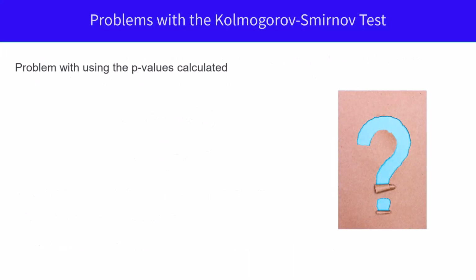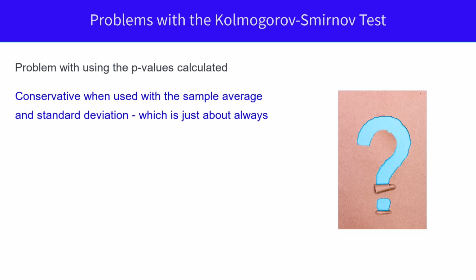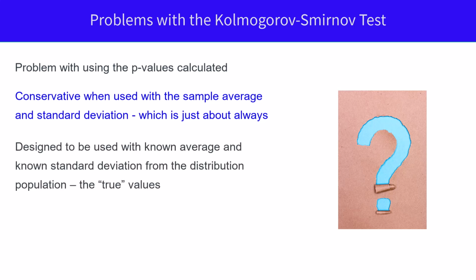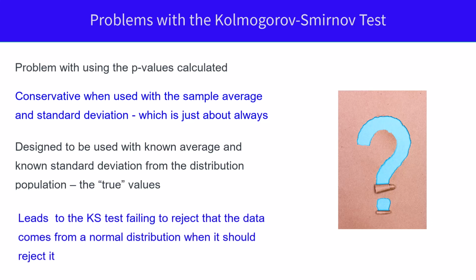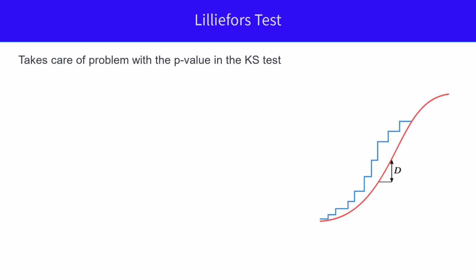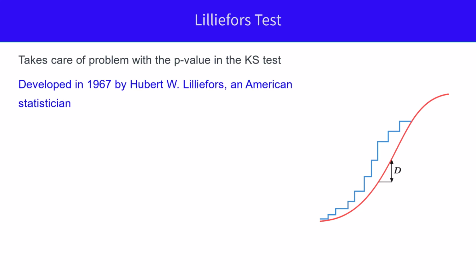But this is different than what we got for the Anderson-Darling statistic. Why is that? Well, with the KS test, there are problems with the p-values. It's conservative when used with the sample average and standard deviation, which is all you usually have. It's designed really to work with the true values of those, which we don't know, and it leads to wrong results. Well, the Lilliefors test takes care of that problem.